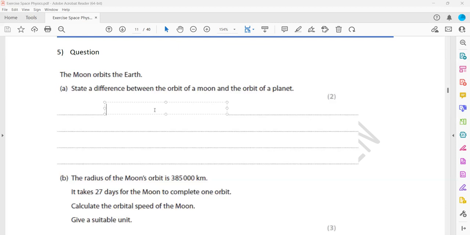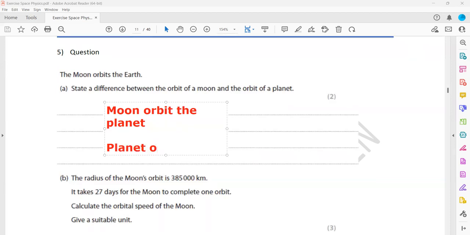So they ask for the major difference: the moon orbits a planet, and the planet orbits a star. In this case we call it our sun, but the general term is a star. The sun is a star.